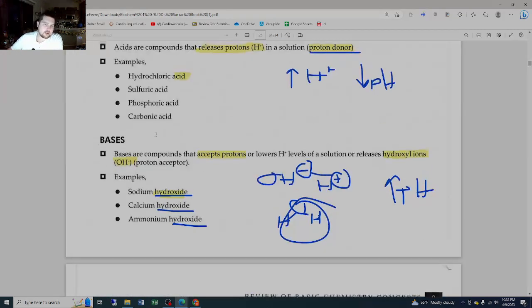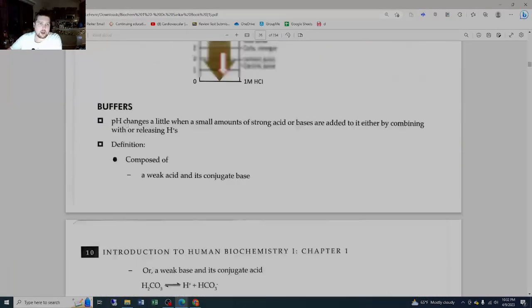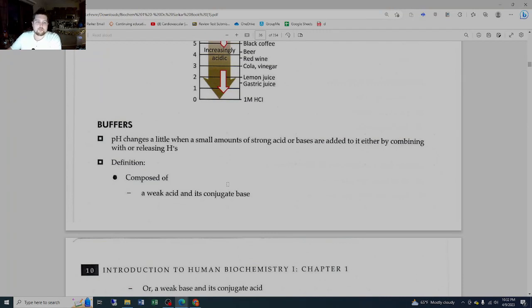Okay, so we talked about acids and our bases. Now buffers. Buffers are what we're using to adjust those acids and bases to get them to where we want to be. So pH changes a little when a small amount of strong acid is added. When we talk about strong versus weak acids, strong means that it completely dissolves in the solvent.